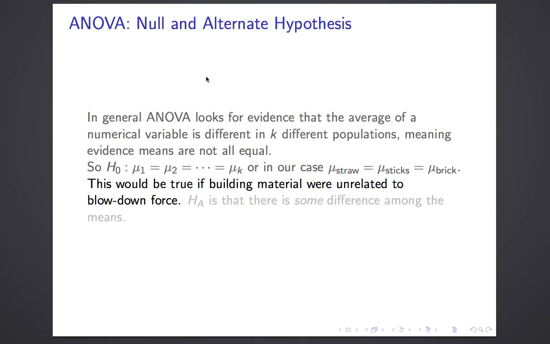This is what would be true if building material were unrelated to blowdown force, if knowing what it was made of didn't tell you anything about how easy it was to blow it down. The alternate hypothesis is that there's some difference among the means. People will often write that as mu1 not equals mu2 not equals mu3 and so on. I don't like doing that because that makes it sound like the alternate hypothesis is that the means are all different, whereas in fact you could have, say, mu sticks equals mu brick, and that number is different from mu straw, then the alternate hypothesis would be true. So I will generally not write the alternate hypothesis symbolically so as to avoid that messy situation.